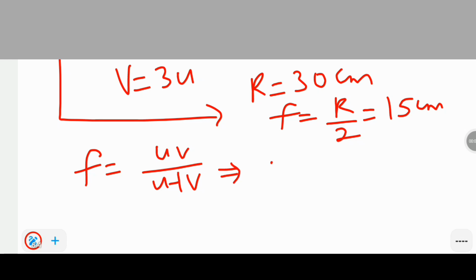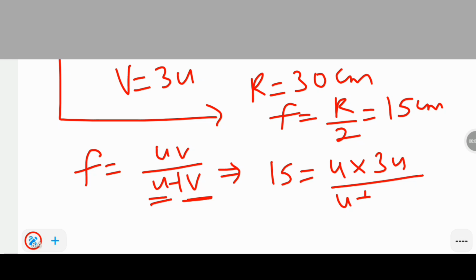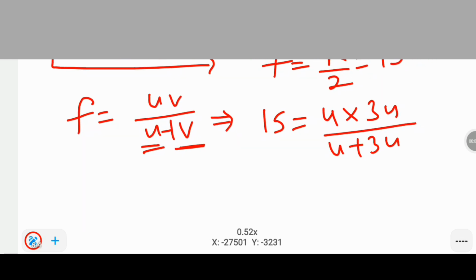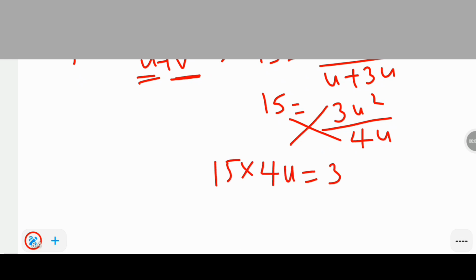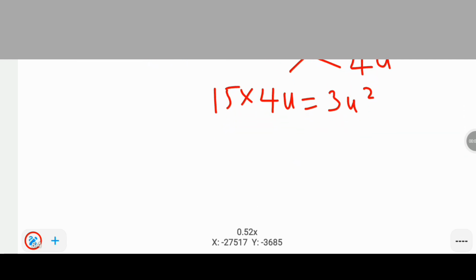So if you do that, we're going to get 15 is equal to u times our v, which will be 3u, over u plus v, that is u plus 3u. Then 15 will give you 3u squared divided by 4u. Cross multiply, that will give you 15 times 4u. From here, 60u is equal to 3u squared.